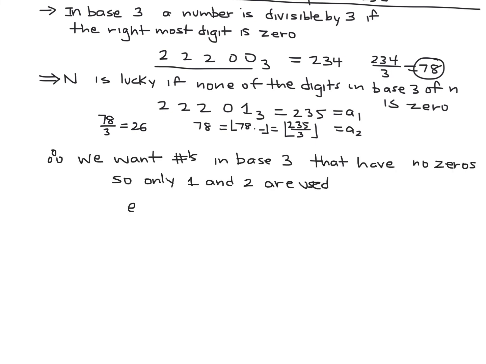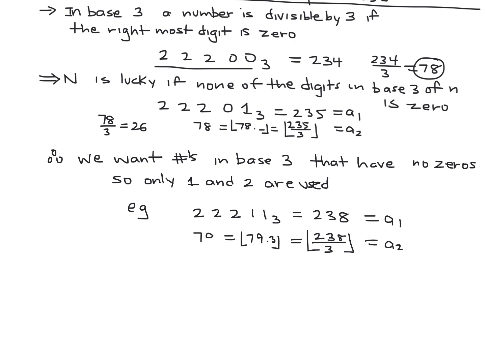So, for example, 22211, what is that number actually? 238? Okay, so that's A1. Now watch what happens. If we do A2, it's really 238 divided by 3, correct? So 238 divided by 3 is about 79.3, and therefore when you drop the bracket, it's 79. A3, well, you take 79 divided by 3. And let's see what happens. 79 divided by 3 is 26.3. And when you drop the bracket, you get 26.